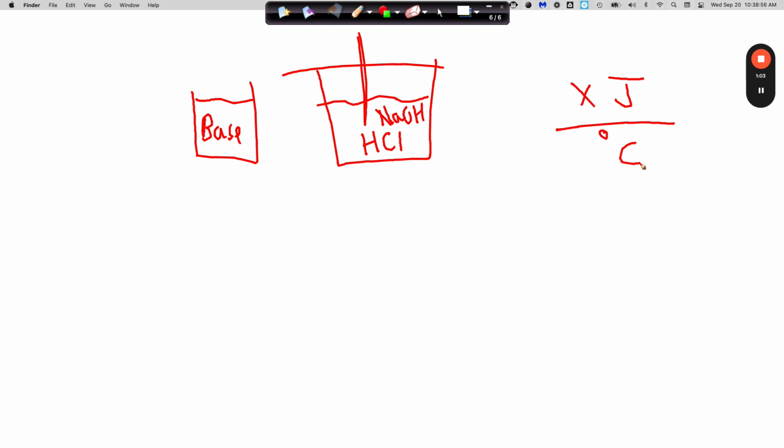And if we dump 100 joules of energy in, and if its temperature change is 25 degrees, what's the heat capacity of the calorimeter? 4 joules per degree Celsius. You get it? So now this gets even harder. Guys, how are we going to dump a fixed amount of energy into the calorimeter?